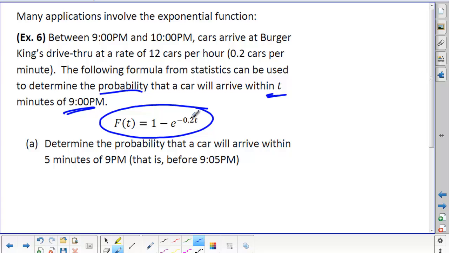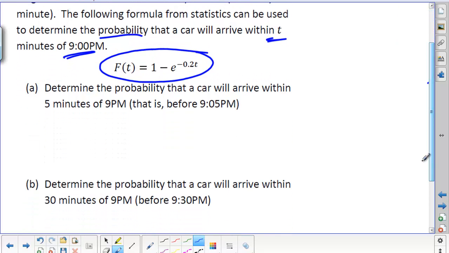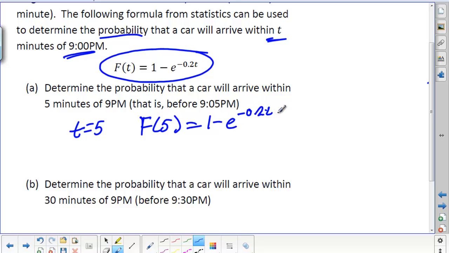So to make it make a little more sense, part A: determine the probability that a car will arrive within 5 minutes of 9 p.m. So that is before 9:05 p.m. What are the odds that a car arrives in the first 5 minutes there? So here t is equal to 5. So f of 5 is 1 minus e to the negative 0.2 t. And t here, let me back up, t is 5.